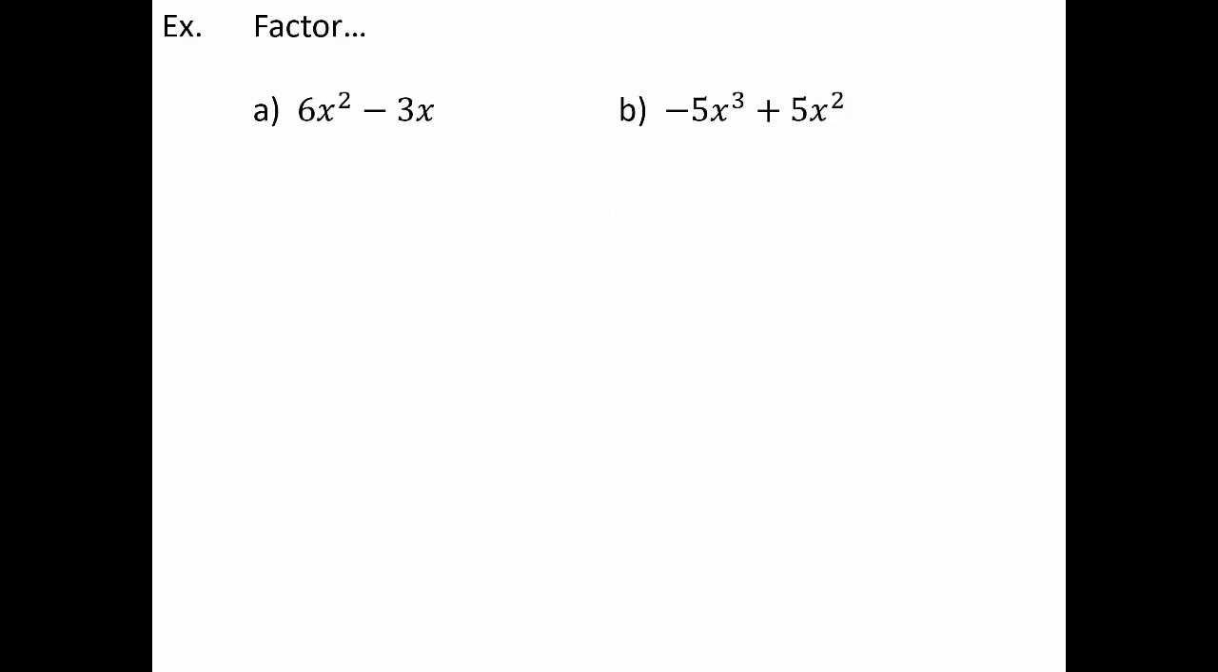So let's start with the GCF method. Notice here we have 2 terms. For the first question, 6x squared minus 3x. Again, I have 2 terms. The only method of factoring I can try is the GCF method.